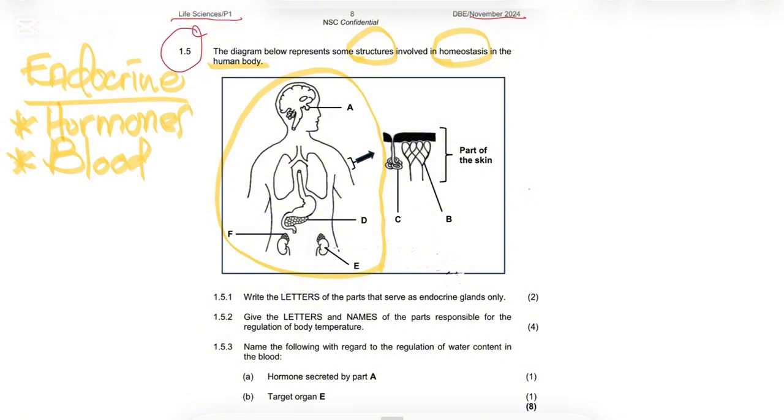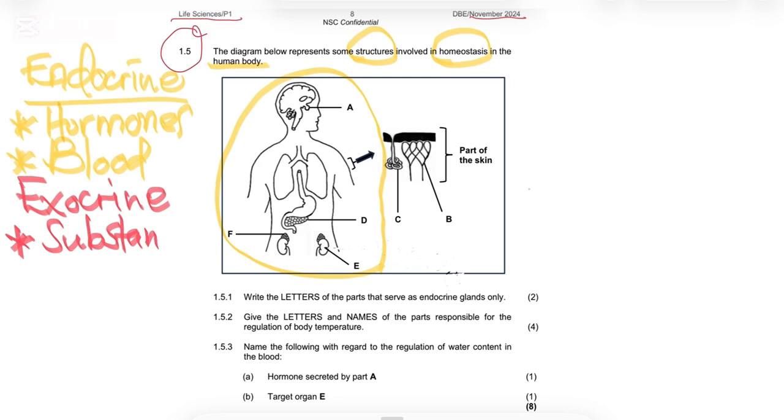The opposite system would be the exocrine system. So the exocrine system involves the secretion of substances. And these substances can be fluids. And these substances are transported through tubes, which are known as ducts.